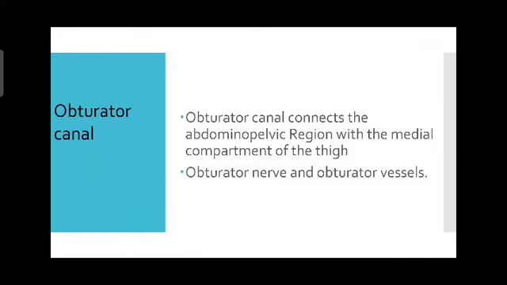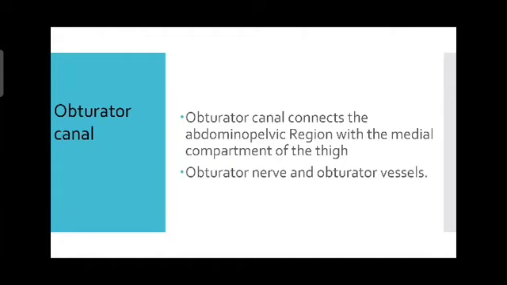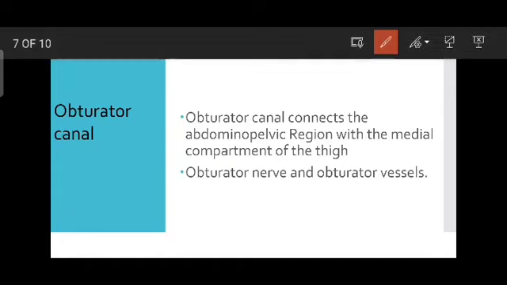We move to the obturator canal. First of all, before we enter into the obturator canal, we should know about the obturator foramen and obturator membrane. I already told that the obturator foramen is formed by the inferior ramus and the superior ramus and the adjacent bones of the pelvic bone.